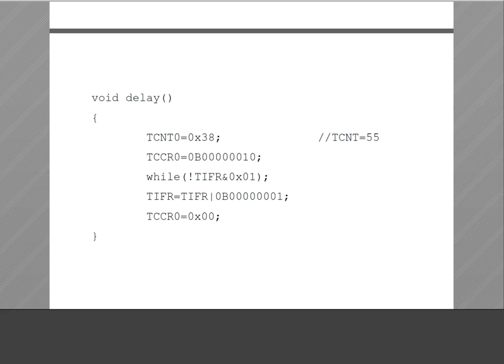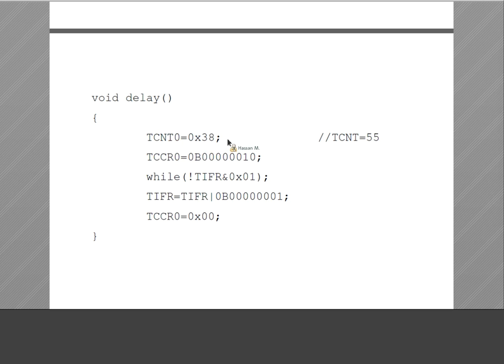Another one, 38, which means 0011 1000. That's right. This is 38. For clock select, these 3 bits, bit 0, 1, and 2, are assigned as stopped. Oh no, this is T count, not the timer control.